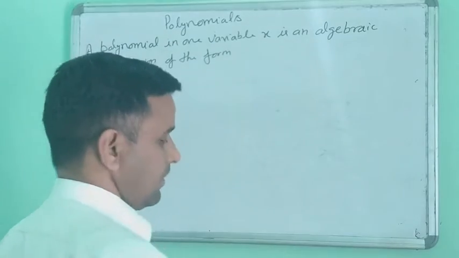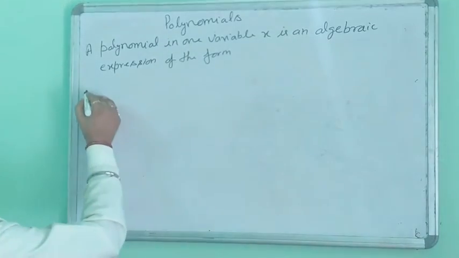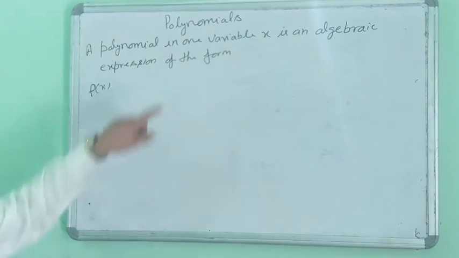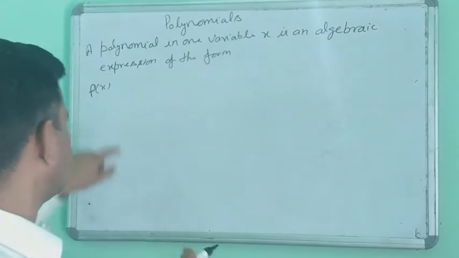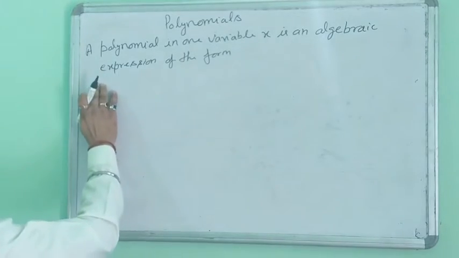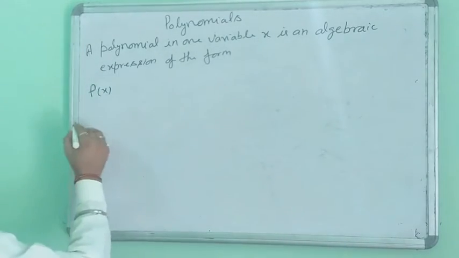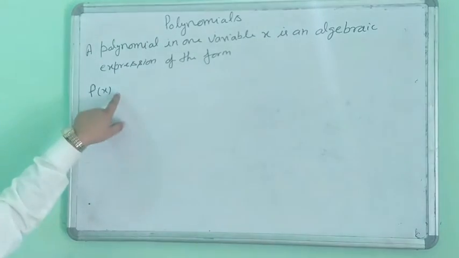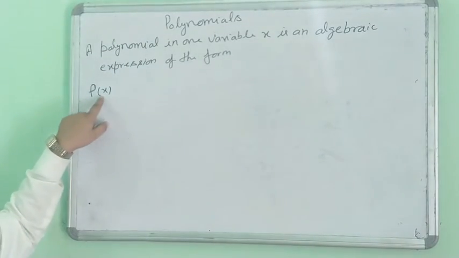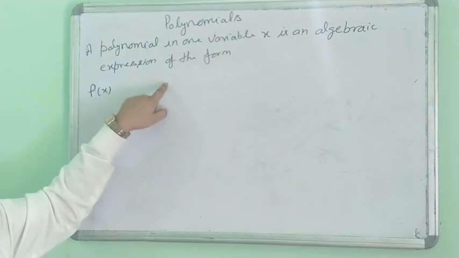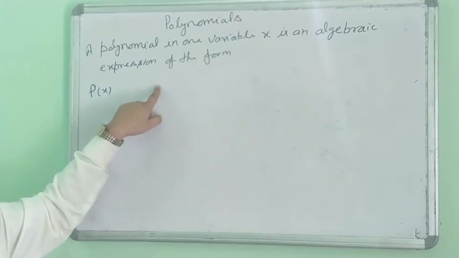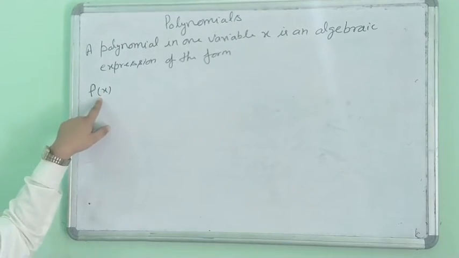So first of all, what is the form of the variables here? The polynomial is represented by p(x), or p(y), p(z). It does not matter. If in the question you use the variable x, then you write p(x). If you are using the variable y, you write p(y). If you are using the variable z, you write p(z).